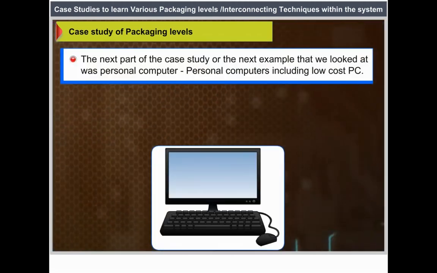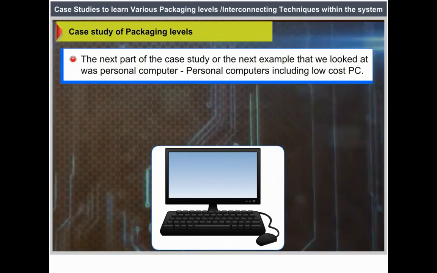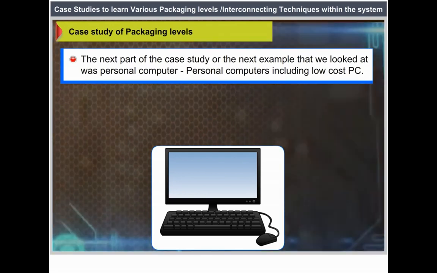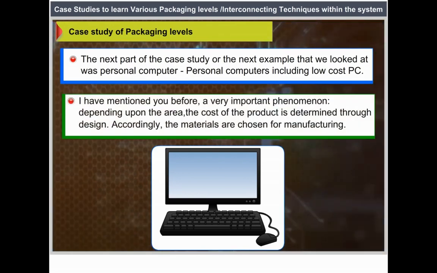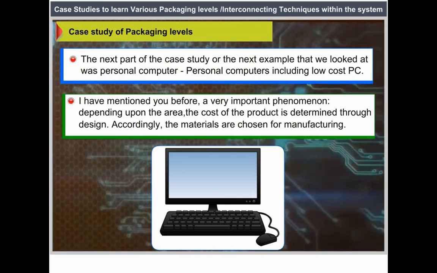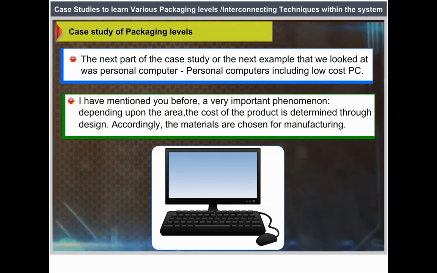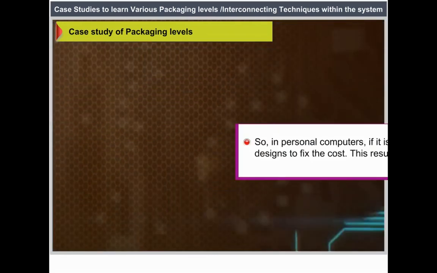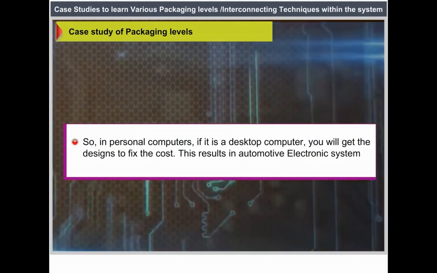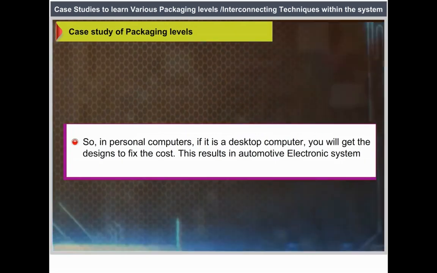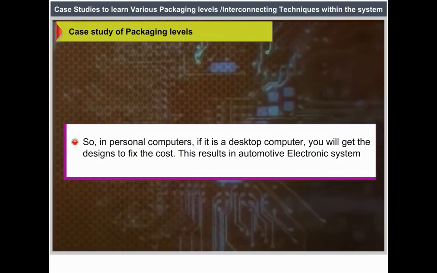The next example that we looked at was personal computers, including low-cost PC. I have mentioned to you before a very important phenomenon. Depending upon the area, the cost of the product is determined through design. Accordingly, the materials are chosen for manufacturing. So, in personal computers, if it is a desktop computer, then you will get the designs to fix the cost. Then there are automotive electronic systems.